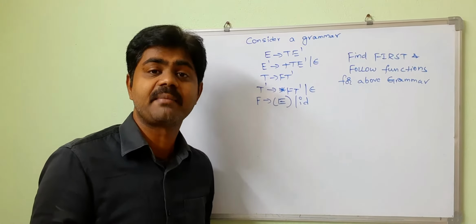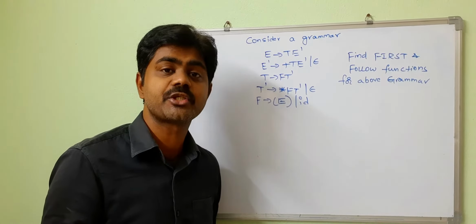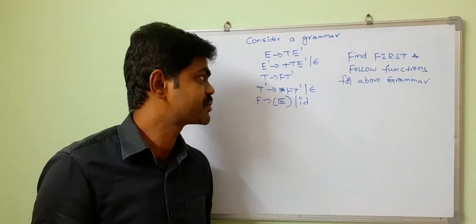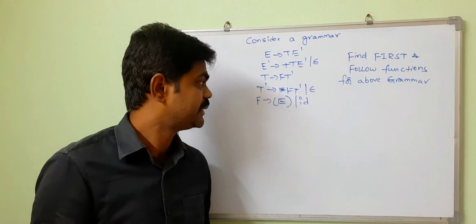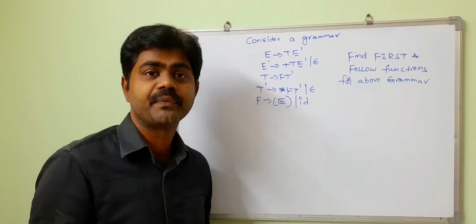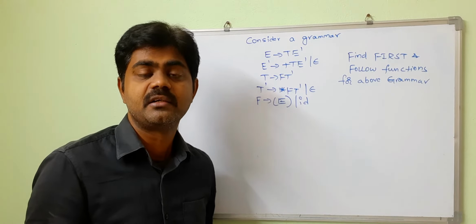So let's consider a grammar here. E tends to T E dash, E dash tends to plus T E dash or epsilon, T tends to F T dash, T dash tends to star F T dash or epsilon, and F tends to E in brackets or ID. This is the grammar given to us, and we should find out first and follow.